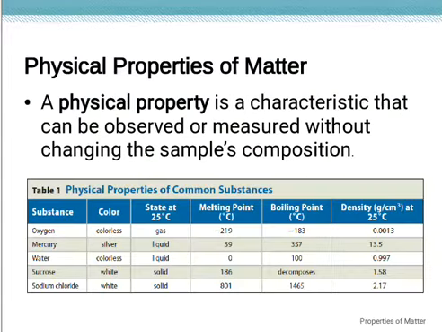Physical properties of matter. A physical property is a characteristic that can be observed or measured without changing the sample's composition. So that means that you can see it without changing what it is. And some examples of that: color, state at 25 degrees Celsius, so what is it, a solid, liquid, or gas at room temperature? Melting point, boiling point, and density. You can observe those without changing what it is.